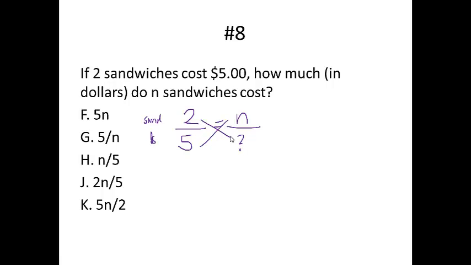All right, so I'm going to cross multiply. When I do that, I'm going to get 5n is equal to 2 times the question mark. And again, remember, I would like to know what the question mark equals. So to get the question mark by itself, I'll divide both sides by 2. So my question mark will equal 5n over 2, which is choice K.